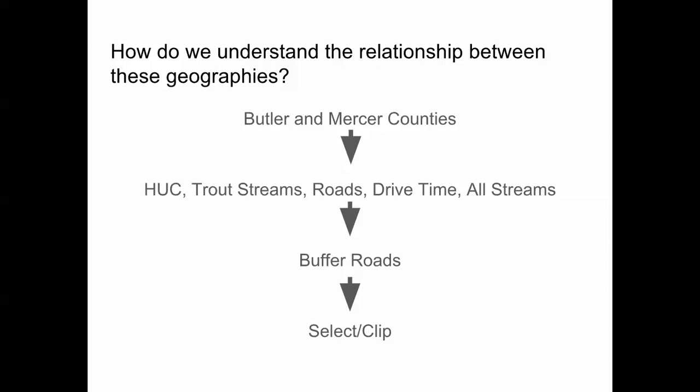Within those counties, though, I might want to examine how the HUCs, the trout streams, the roads, the drive time polygons, and in fact all streams relate to those two boundaries. And then I'm going to need to create the buffer from those roads that I've extracted. And once I create that buffer, then I'm going to begin to select the trout streams and decide whether I want the trout streams that interact with that buffer distance, simply coincide with it at all, or I'm going to cut out the trout streams that actually are within that 100 meters. I'm going to do both of those things. All right, so conceptually, that's where we're going.